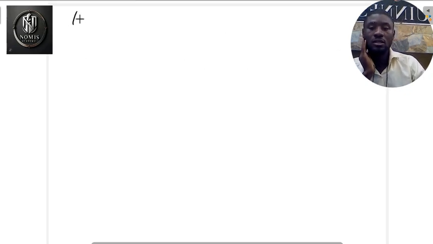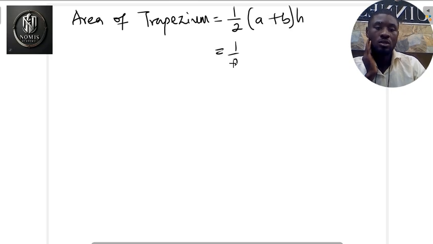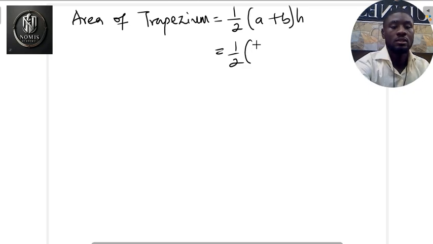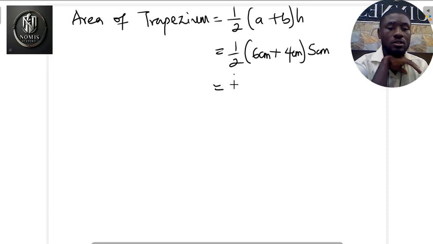The formula says area of trapezium equal to 1 all over 2 open bracket A plus B close bracket H. So that's 1 all over 2 open bracket. Now what is A? 6 centimeter as given in the question plus 4 centimeter multiplied by 5 centimeter, which is the height. So this is equals to 1 all over 2 open bracket 10, because 6 plus 4 is 10 centimeter multiplied by 5 centimeter.